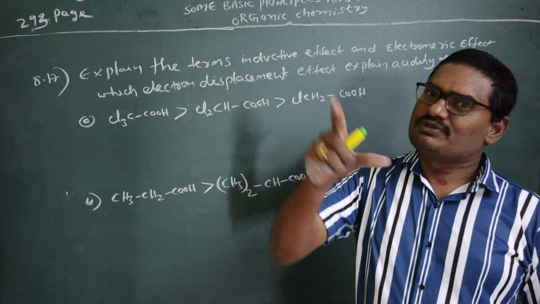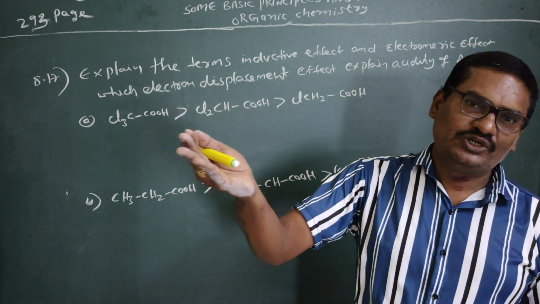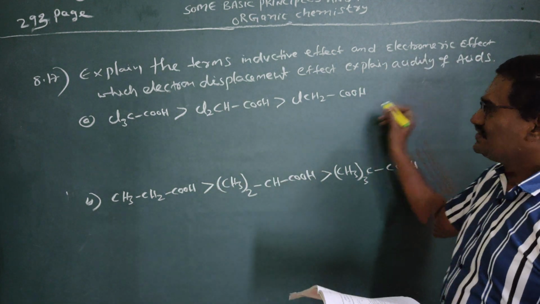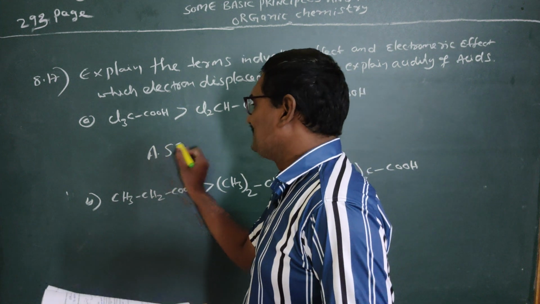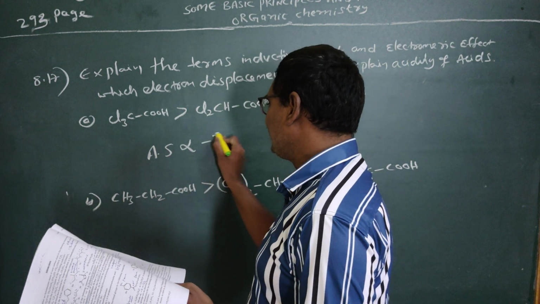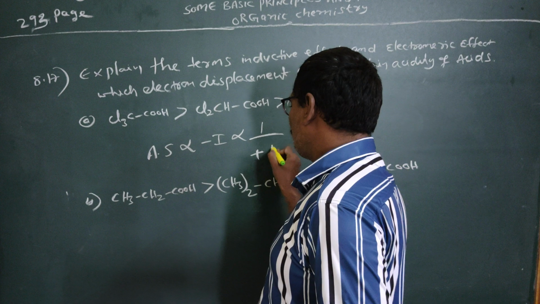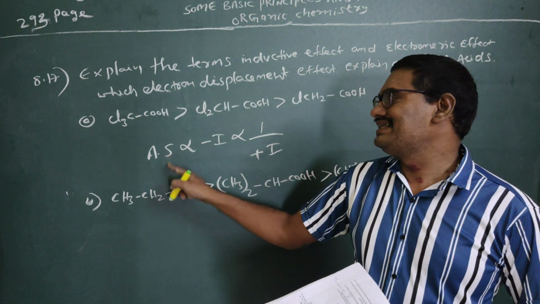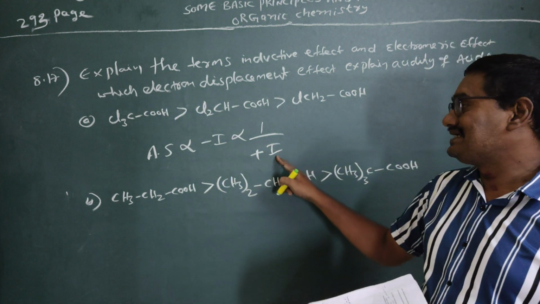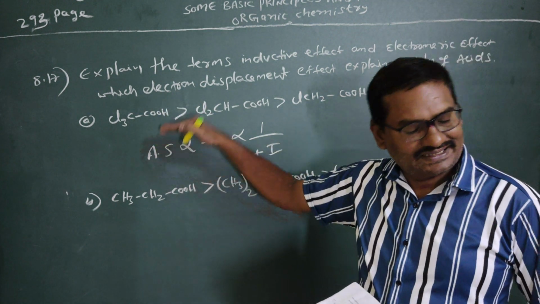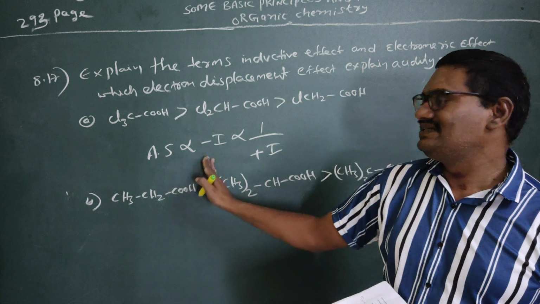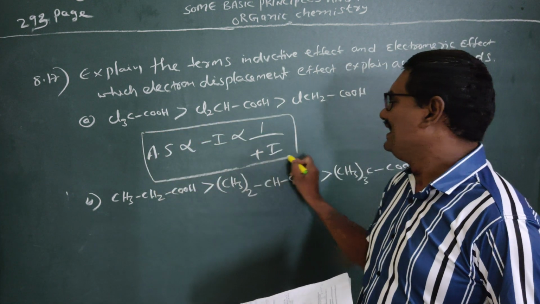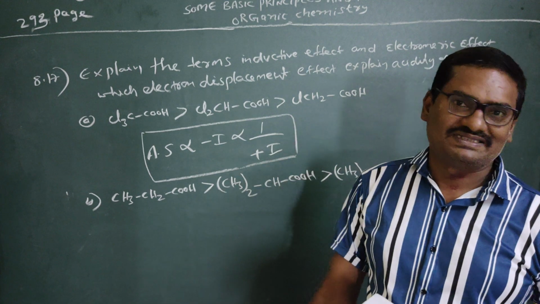electron withdrawing groups are minus I, electron donating groups are plus I. So generally the acidic strength is proportional to minus I and inversely proportional to plus I. If the minus I effect increases, acidic strength increases. If the plus I effect increases, acidic strength decreases. So the formula is: acidic strength is proportional to minus I, inversely proportional to plus I.